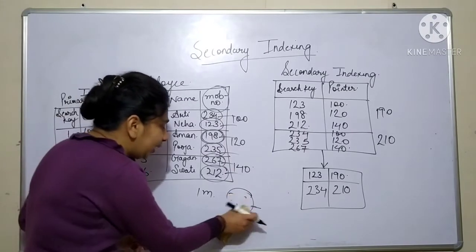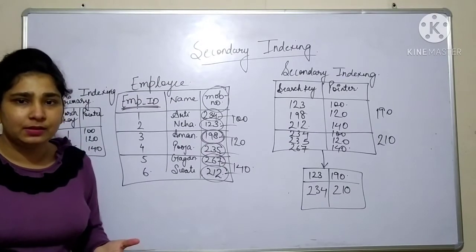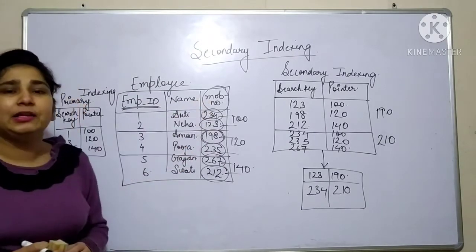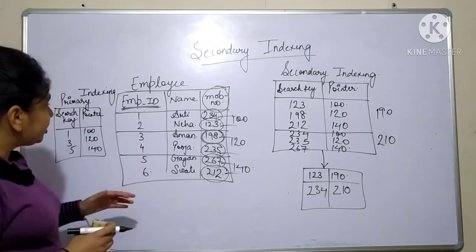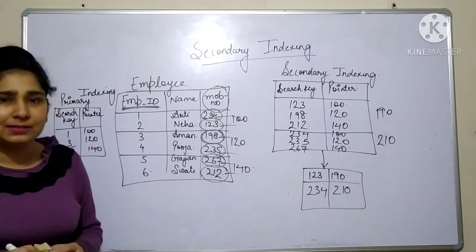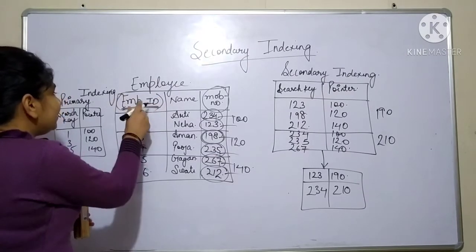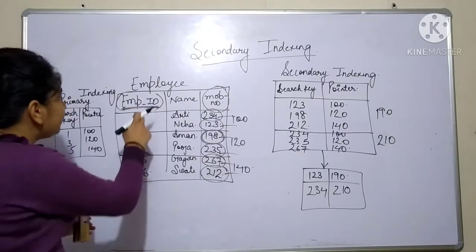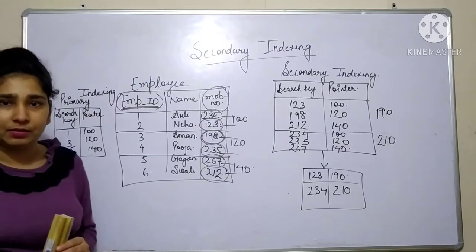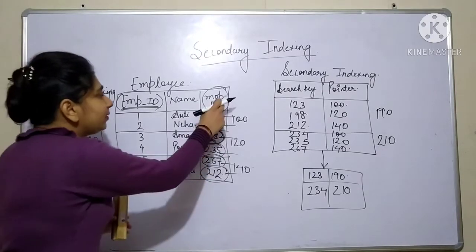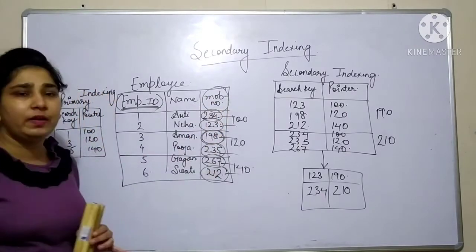So what are we doing? We are going to make a secondary index for this mobile number. In this relation, we are using two indexings on two different attributes. On the basis of this employee ID attribute, we are making the primary indexing, and on the basis of this mobile number attribute, we are doing secondary indexing.